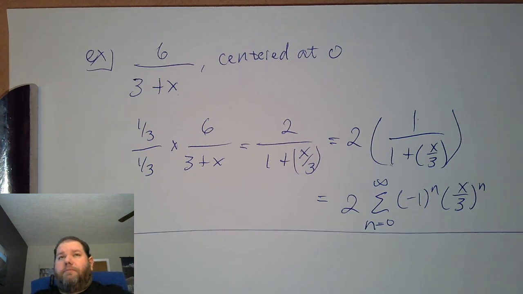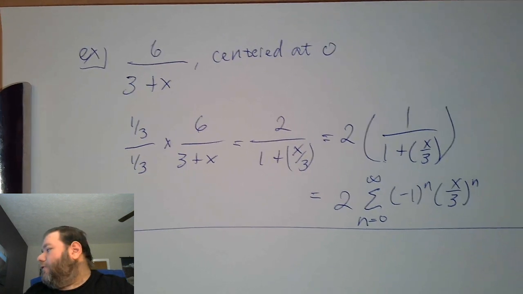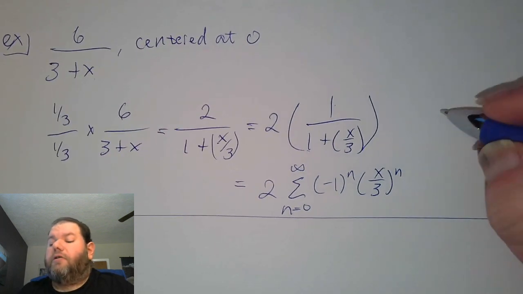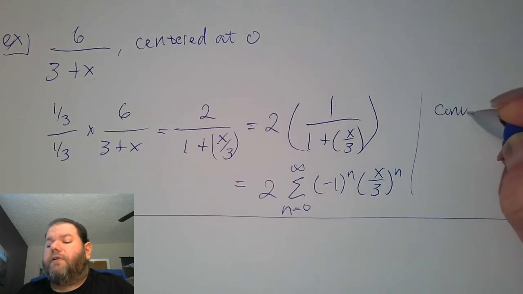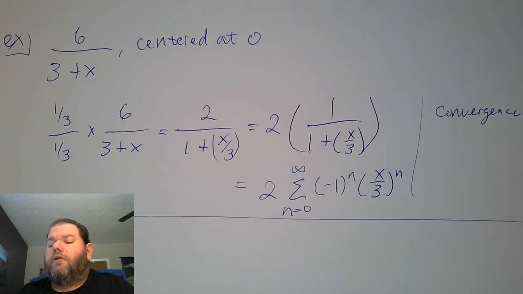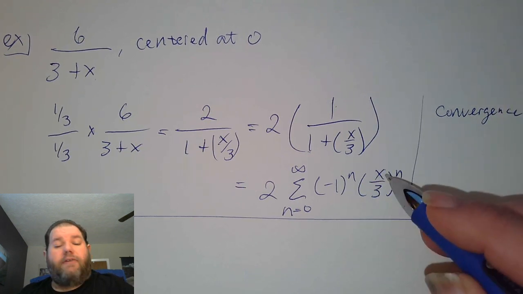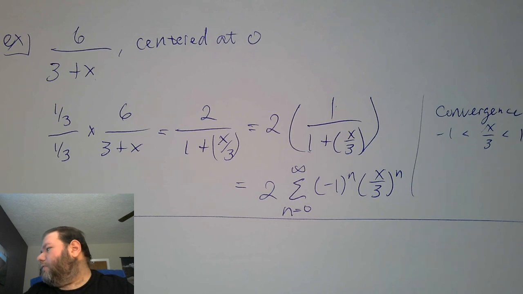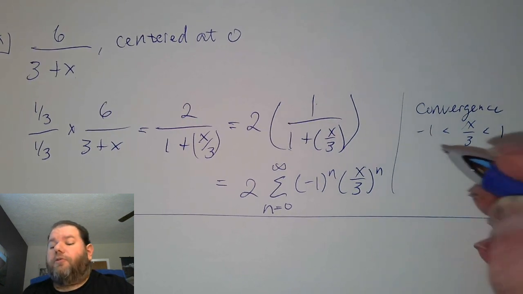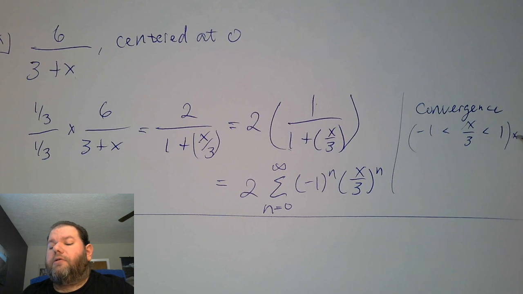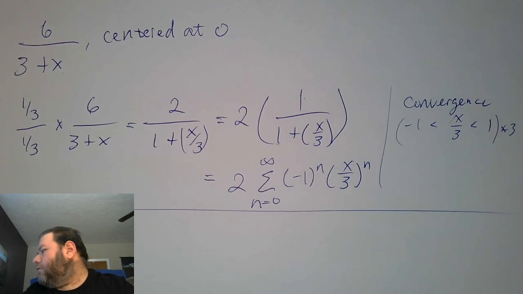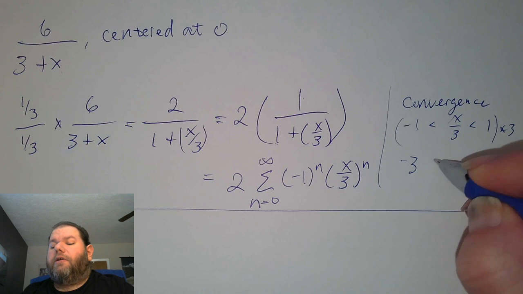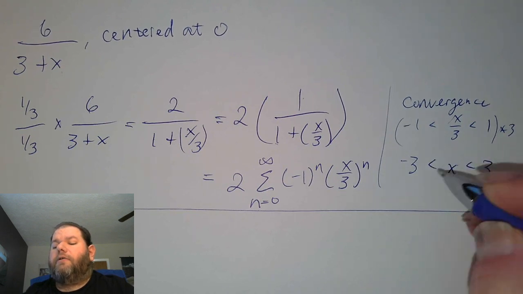Now, I drew a line, but we still need to talk about the radius of convergence. For convergence, again, whatever is inside here, this is x over 3, has to be between negative 1 and 1. And so we'll just multiply everything by 3 there. So negative 3 less than x less than 3.